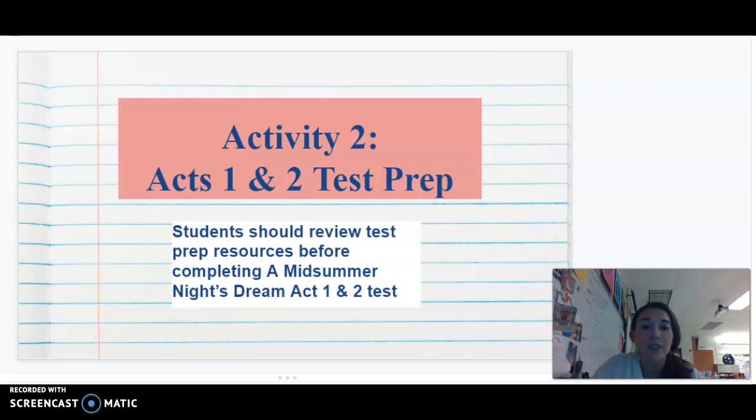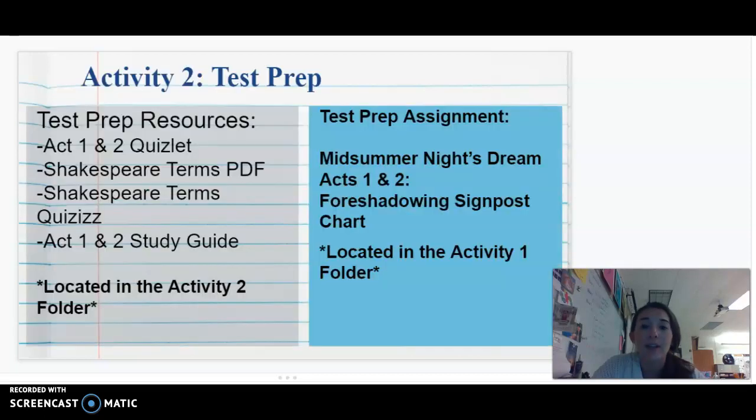All right, Activity 2. This is test prep. You will have an Acts 1 and 2 test by the end of week 4. So these are different things that can help support your understanding of Midsummer Night's Dream, Acts 1 and 2 that will be on your test. The test is 42 points. It's a little less than 42 questions because there's a short essay question at the end that is worth 5 points. The test prep resources that I have for you, these are suggestions. They will help support you in your understanding of the play and prepare you for the test, but they are not required. They are not graded.